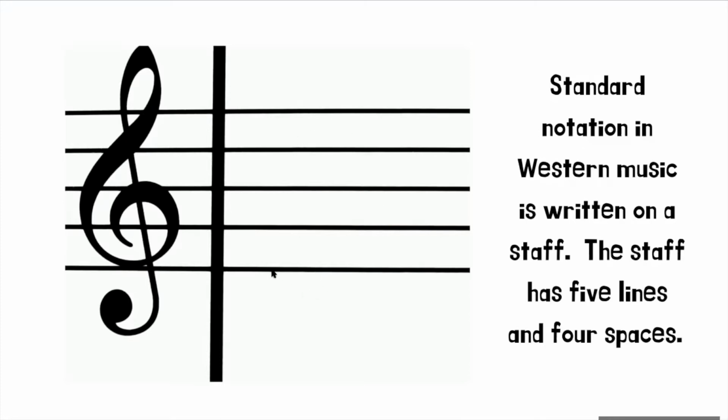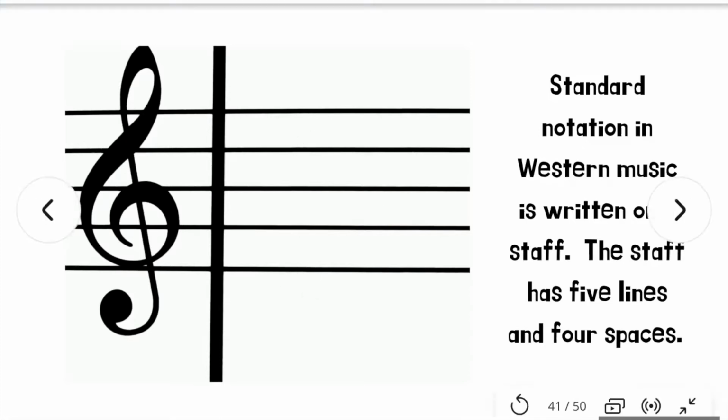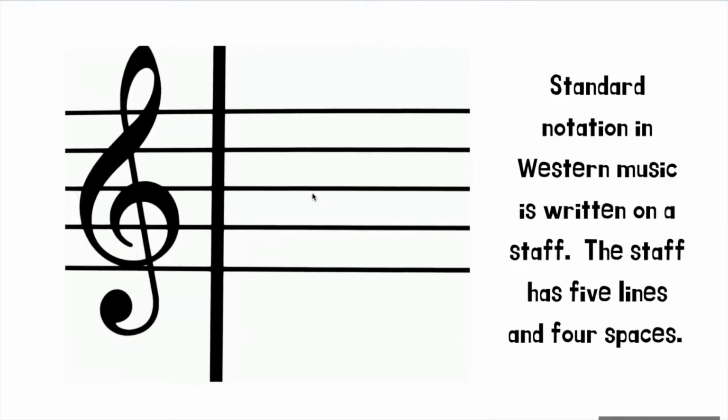The staff has 5 lines. So you've got 1, 2, 3, 4, 5 lines, and then you have 4 spaces. 1, 2, 3, 4. Now this clef here is called the treble clef.